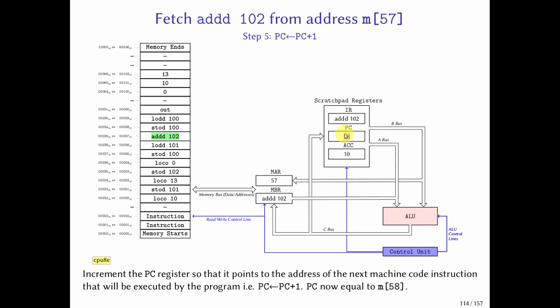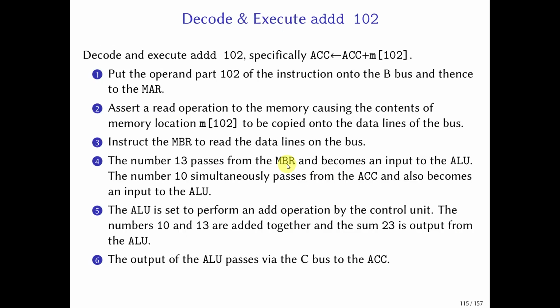And then finally we see that the PC register itself is incremented from 57 to 58, so that means that the next machine code instruction that will be executed will be the one that's stored at cell address 58, and that will be done when we are finished with this machine code instruction. Okay, so that's the fetching of the 8th machine code instruction.